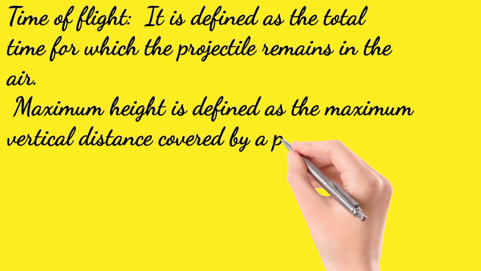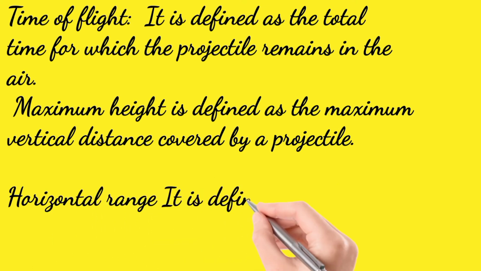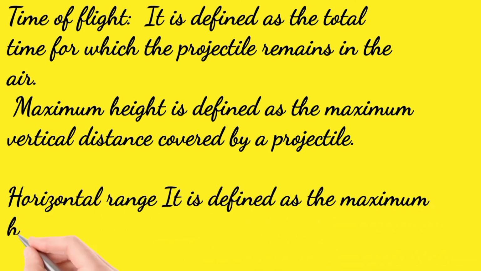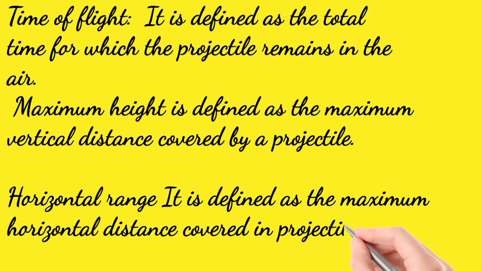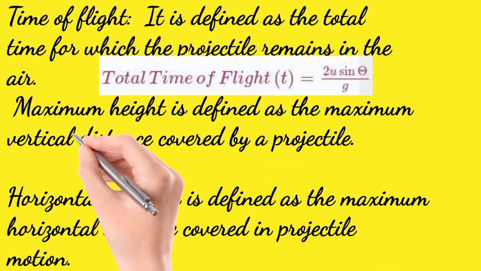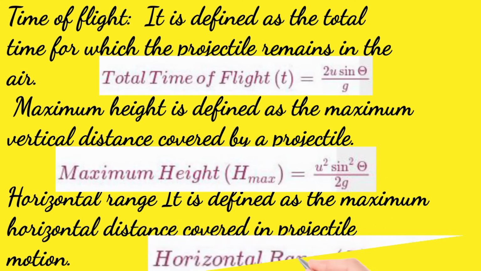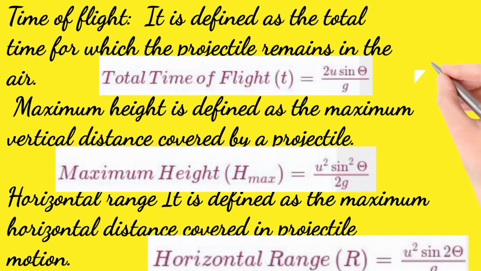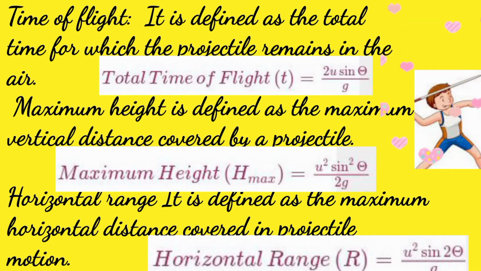Maximum height is defined as the maximum vertical distance covered by a projectile. Also, horizontal range is defined as the maximum horizontal distance covered in projectile motion. What are the formulas? Total time of flight is 2u sin theta over g. The maximum height is u squared sin squared theta over 2g. And the horizontal range is u squared sin 2 theta over g.